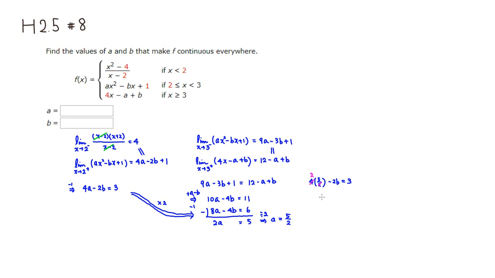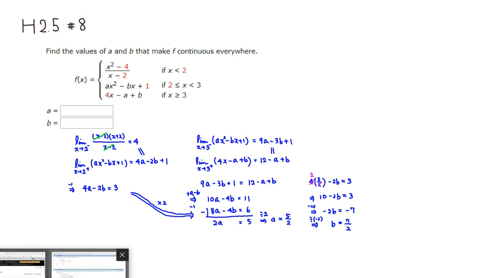So 2 times 5 is 10, and minus 2b is equal to 3. I'm going to subtract 10 so that you have negative 2b is equal to negative 7. Then I'm going to divide through by negative 2, so that b is actually 7/2. So a is 5/2 and b is 7/2.